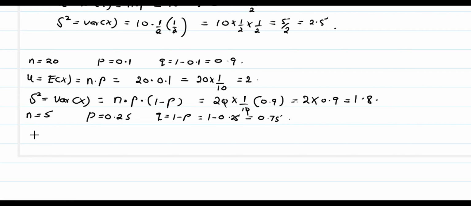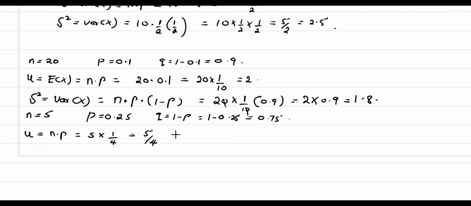So what is the mean for this one? The mean mu is given by np, which equals 5, since we know n is 5, multiplied by 0.25, which is the same as a quarter. So I can multiply like this, which becomes 5 over 4. And that becomes our mean. You can change it to decimal, no problem, if you want.